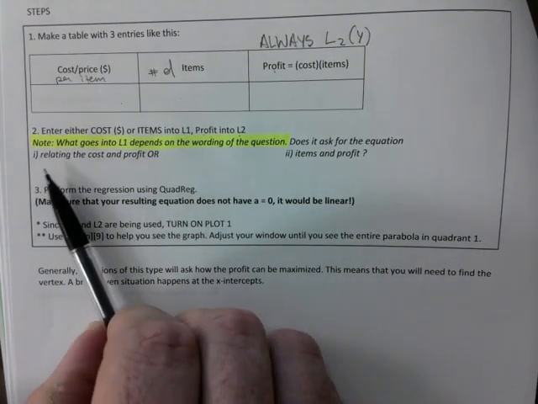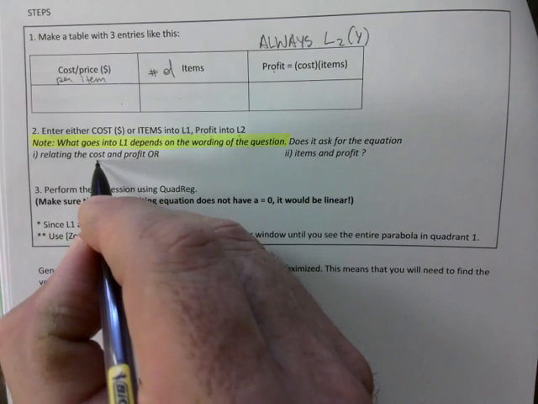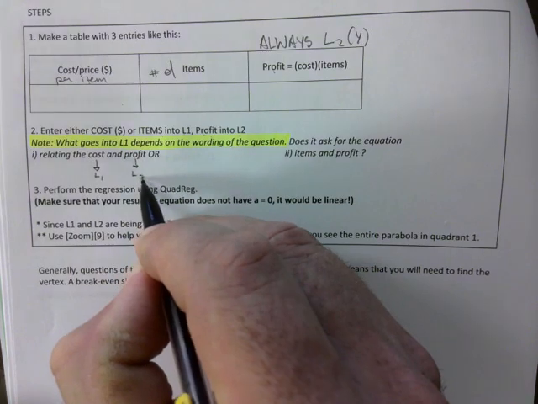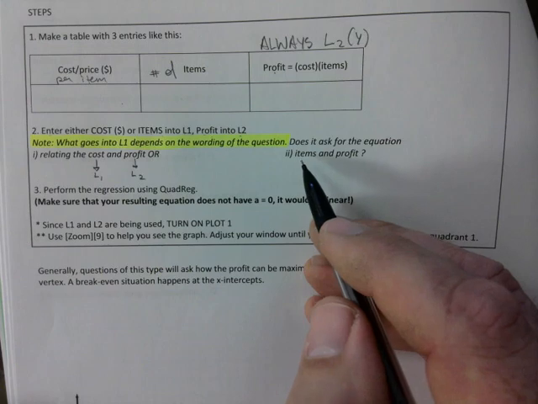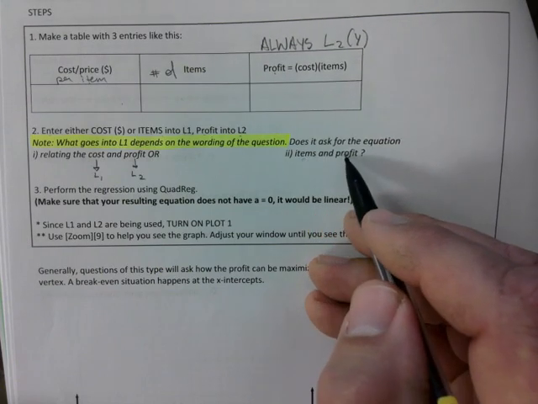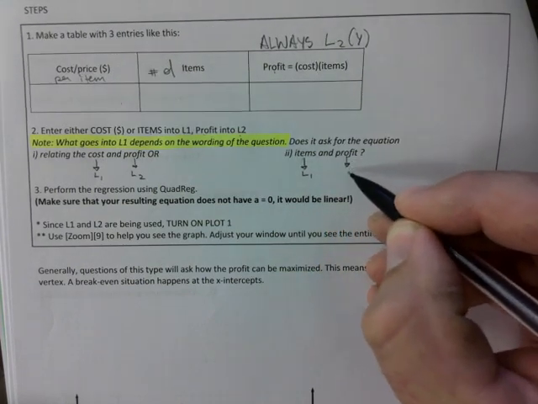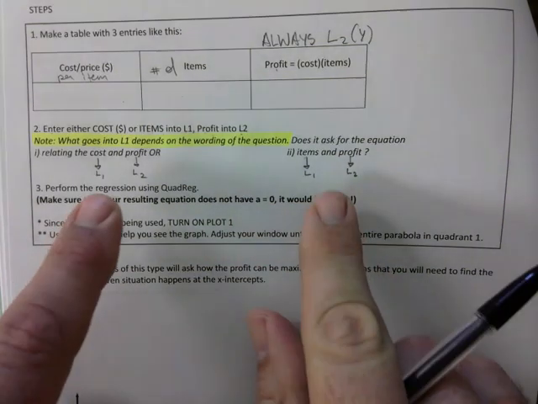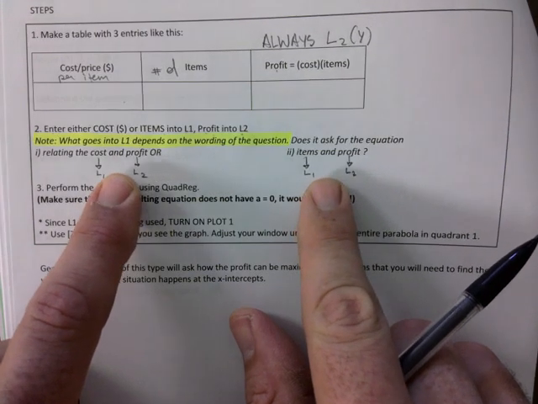If the question says, hey, come up with the equation that relates the cost and the profit, then obviously cost goes into L1 and the profit goes into L2. If the question wants you to relate the items sold, the number of items sold and the profit, then you put this into L1. But notice that the profit always goes into L2. The product of the two goes into L2. Okay. And I'll tell you that the curves will be similar, but they will look different, right? They'll both be parabolas, but they will look different.